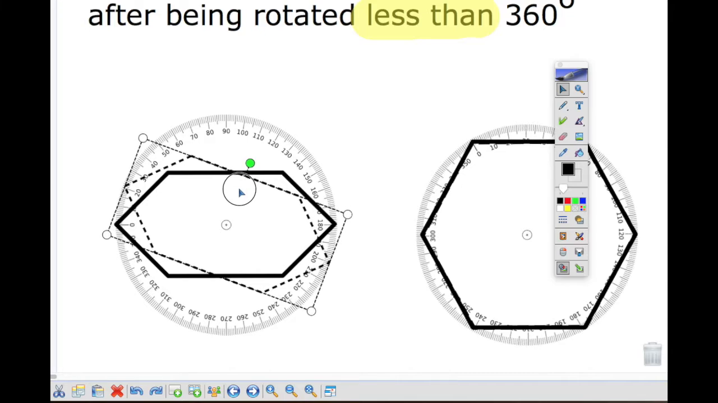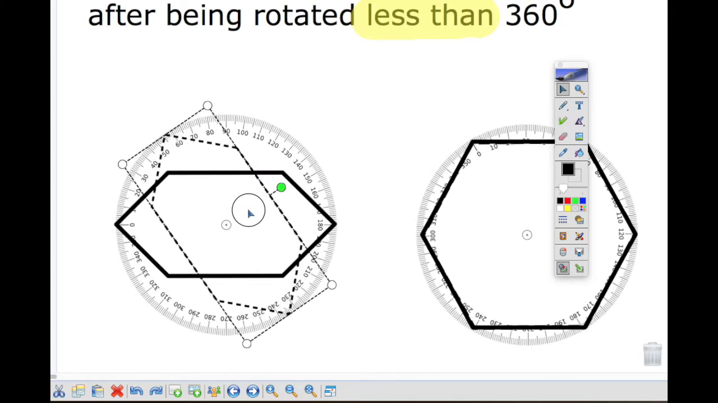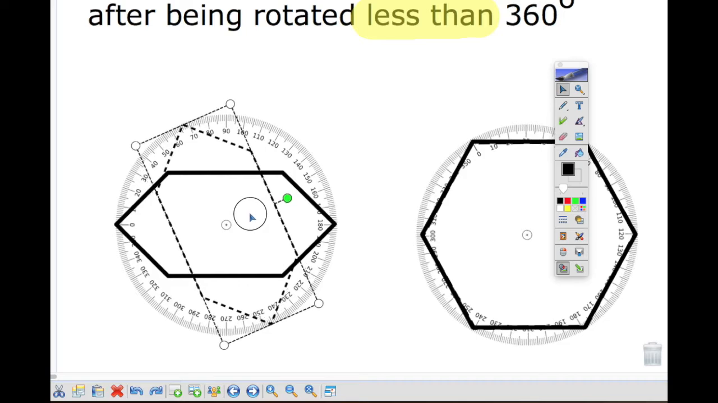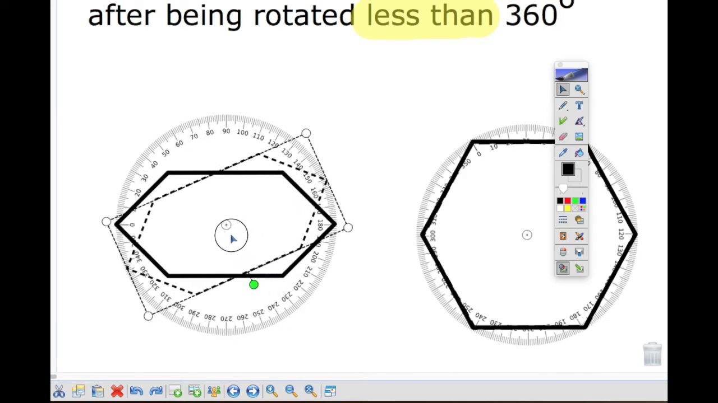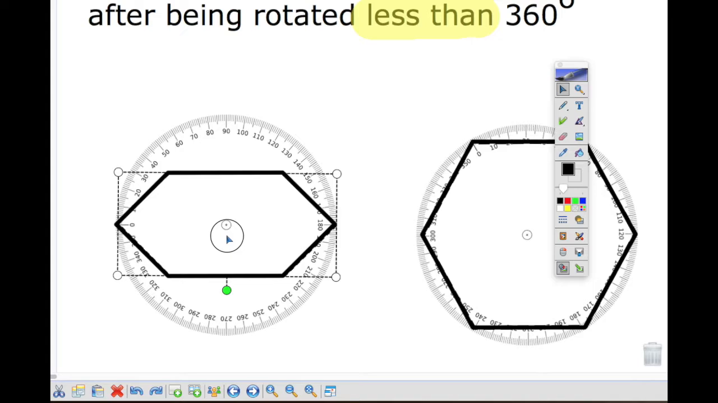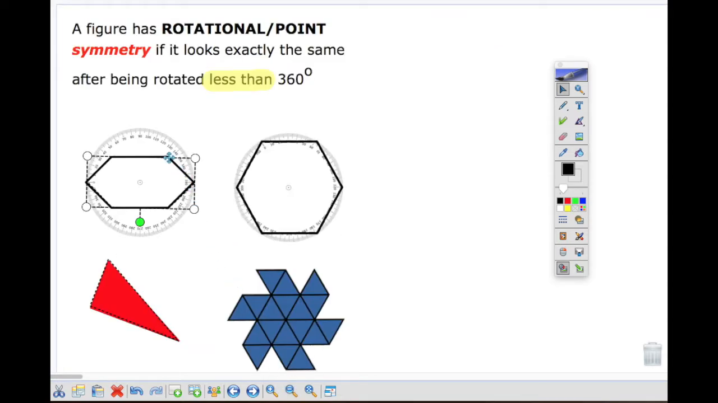At 20 degrees, it's not back onto itself. Okay, but how can I make it back onto itself? If I go over to 180 degrees, it is mapped onto itself. So, does this have rotational symmetry? Can it go back on top of itself if it's rotated less than 360 degrees? Yes, this has rotational symmetry because it can go back onto itself at 180 degrees, which is less than 360.